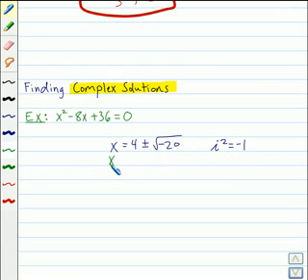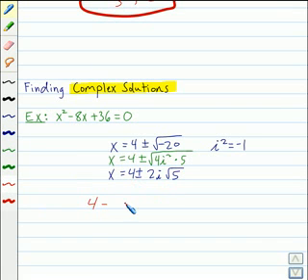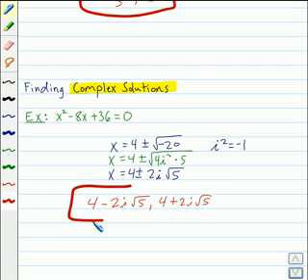So we can write x equals 4 plus or minus the square root of 4i squared times 5. To simplify, we take the square root of 4i squared, and we get x equals 4 plus or minus 2i radical 5. So the equation has the following two solutions: 4 minus 2i radical 5 and 4 plus 2i radical 5. And that's how you handle complex solutions.